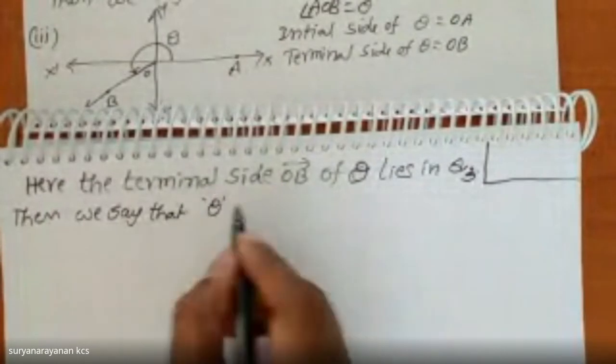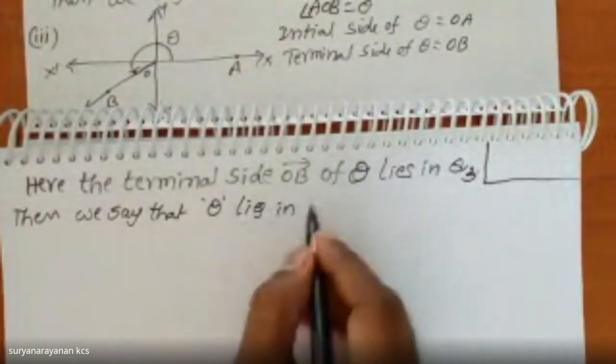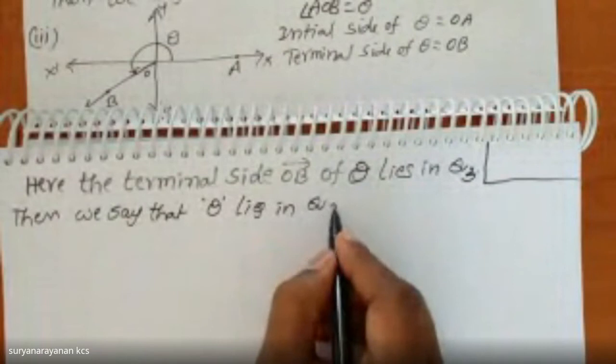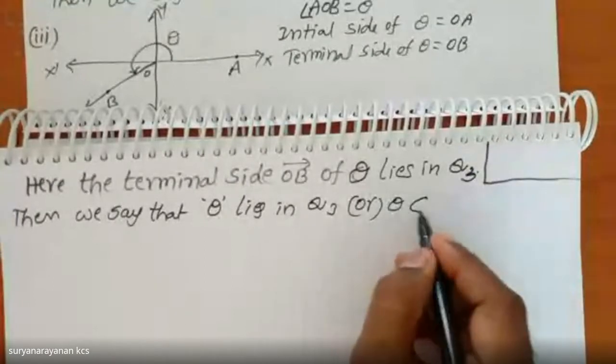Which quadrant does it lie in? In the third quadrant. Yes or no? Observe the figure carefully. The terminal side of this angle theta lies in the third quadrant. Then we say that angle theta lies in the third quadrant. Simply we write Q3, or we can say theta belongs to Q3.